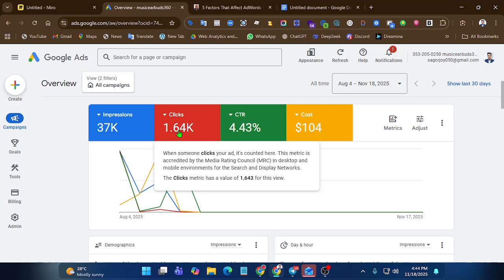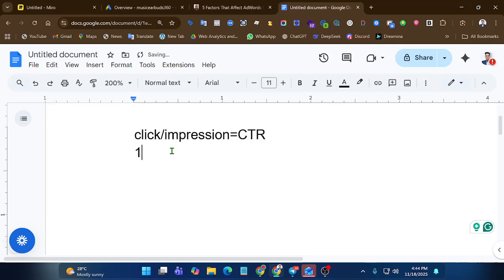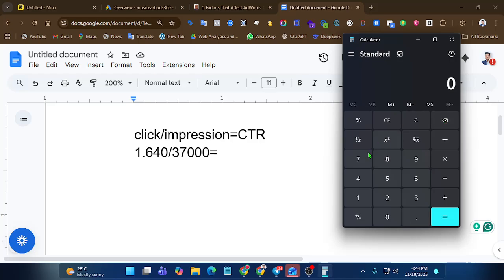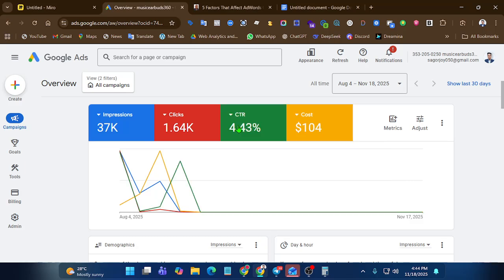Here my total clicks are 1,640, divided by impressions of 37,000. I just calculate it, and this is my CTR, I mean click-through rate, 4.43%.